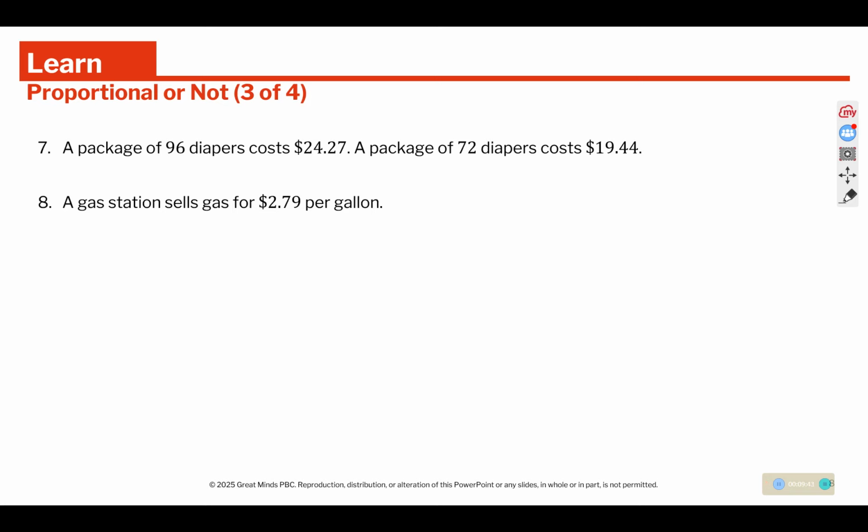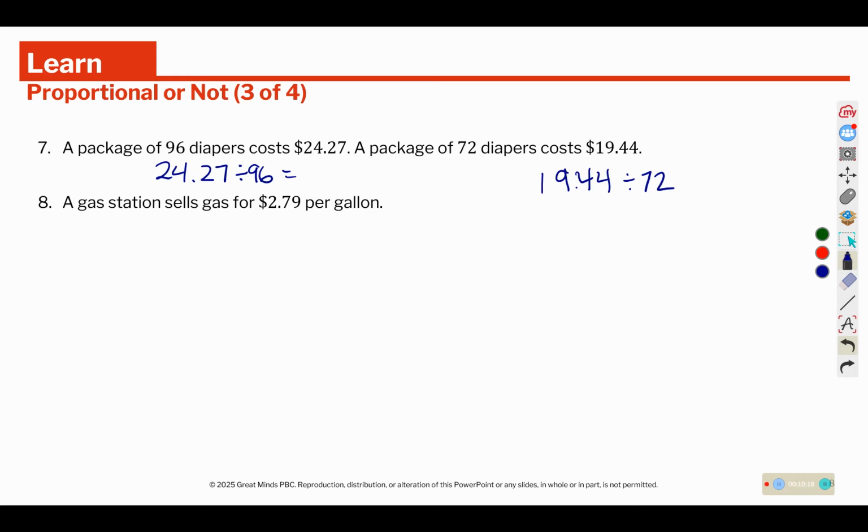A package of 96 diapers costs $24.27. A package of 72 diapers costs $19.44. To determine if this is proportional, we need to divide. So if we divide the cost per diaper and the cost per diaper on this one, if they come out the same, then we will say they are proportional. But if they're different, then they are not proportional.